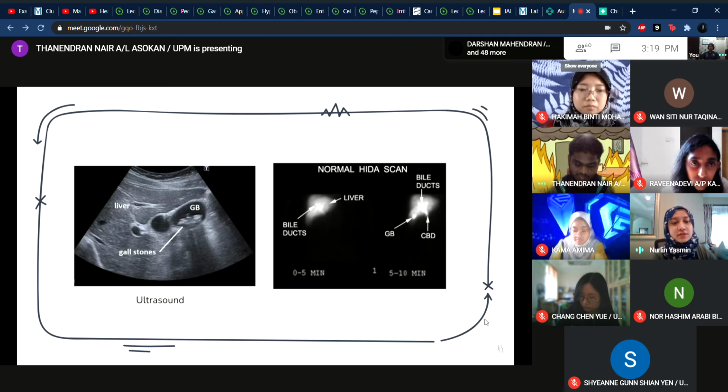So this is the ultrasound in the left picture. We can see the gallstones in the gallbladder, and in the right picture we can see the normal HIDA scan to see the function of the gallbladder. Next.